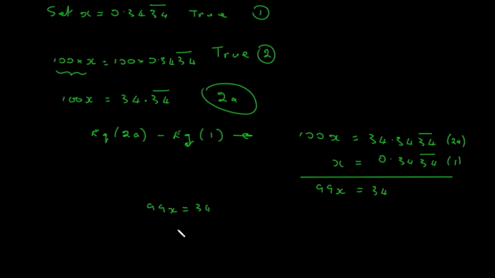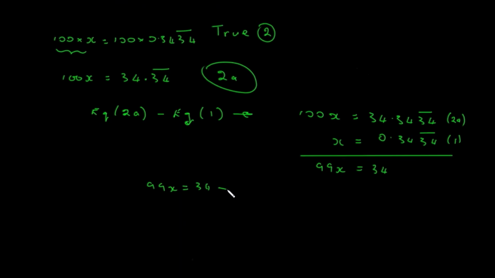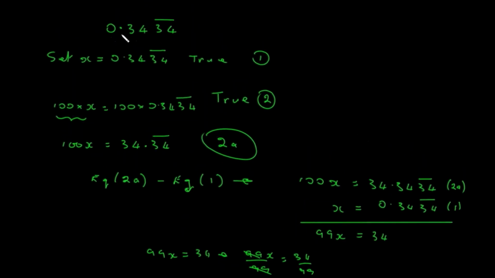Divide both sides by 99. You know how this works. 99x over 99 equals 34 over 99. Those cancel out, so we end up with the x, which is the actual fraction, equal to 34 over 99. Now many of these you'll find will have 99 at the bottom as the denominator. That is the fraction, it has exactly the same value as that decimal.